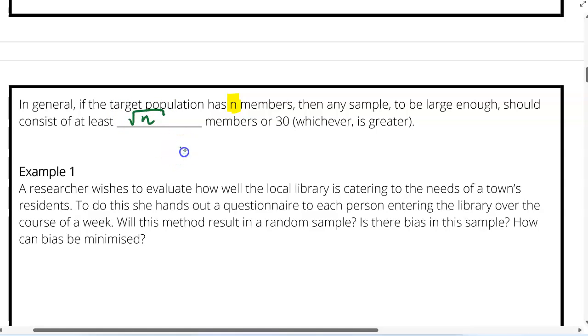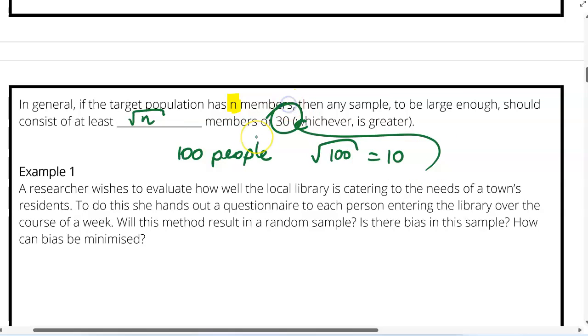So for example, if there's 100 people that you want to survey in the target population, then the square root of 100 is 10. So that's not enough. So we would then say, well, we've got to survey 30, so we get a good range of opinions and ideas.